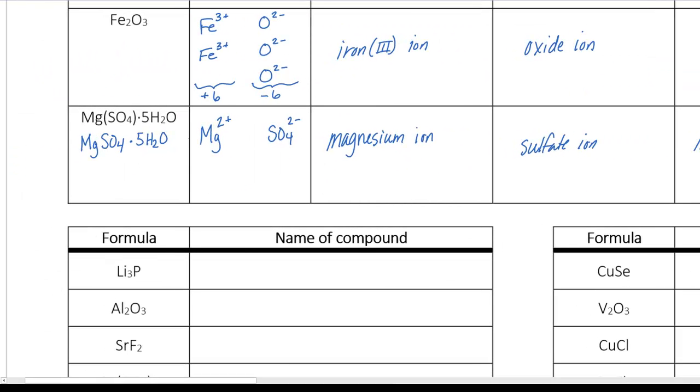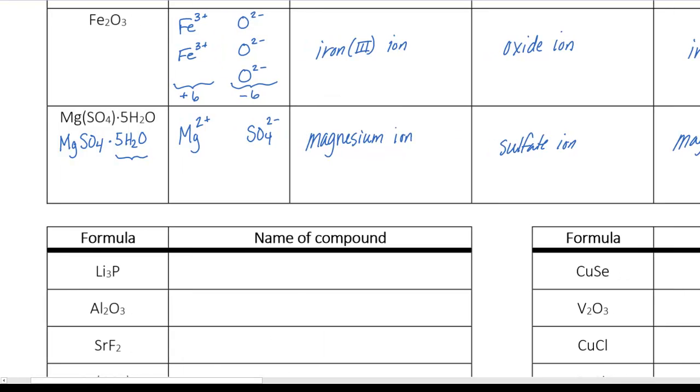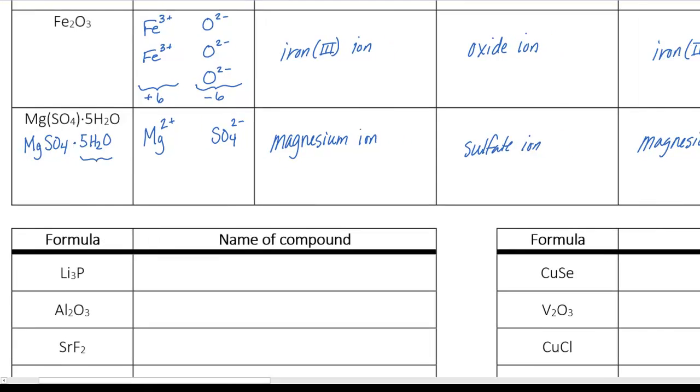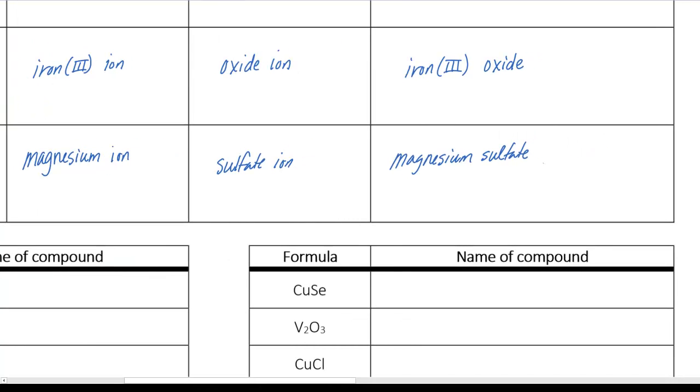But now we have to pay attention to what's happening here, because in this compound it's not just magnesium and sulfate ions. There are waters, 5 waters, that have been combined there. And so this particular type of compound is known as a hydrate. So when this compound forms, water is actually incorporated into its crystalline structure. And so we show that in the name as follows. We see that there are 5, and the prefix for 5 is penta, and so this becomes magnesium sulfate pentahydrate.